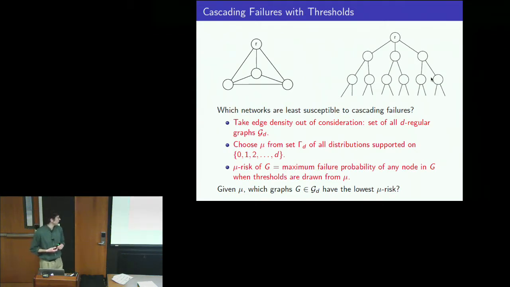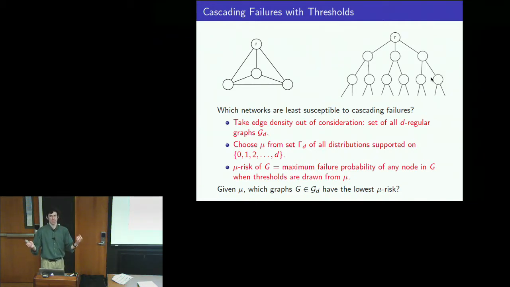And the question is, given mu, which graphs in this space, in the family of all D regular graphs, have the lowest mu risk, the lowest chance of failure? Right? In a sense, a given mu defines a way in which failure is going to spread on this graph. Which ones are the most resilient?